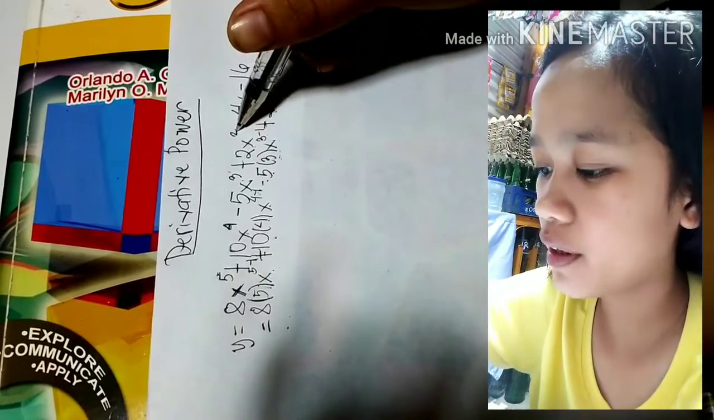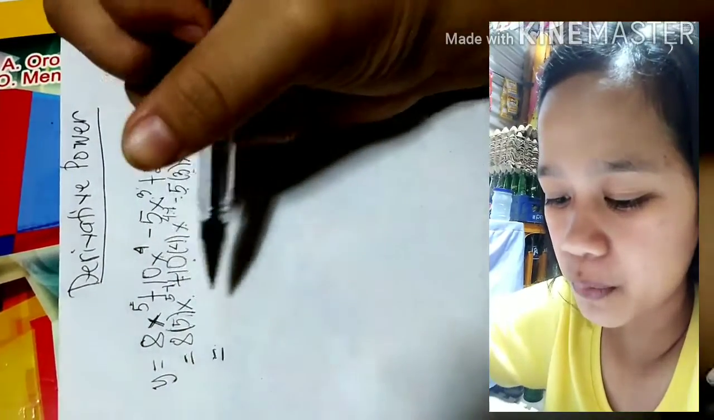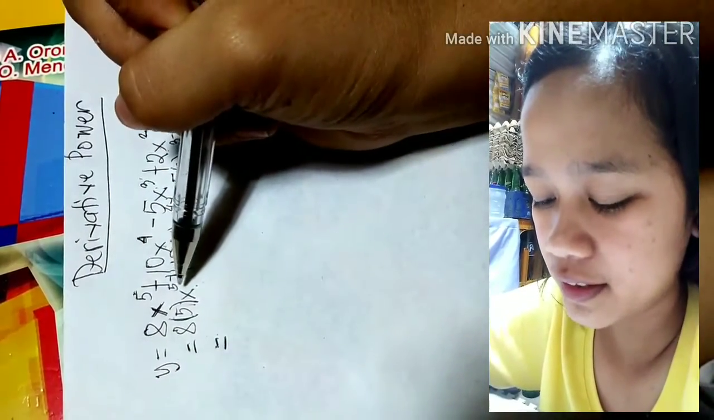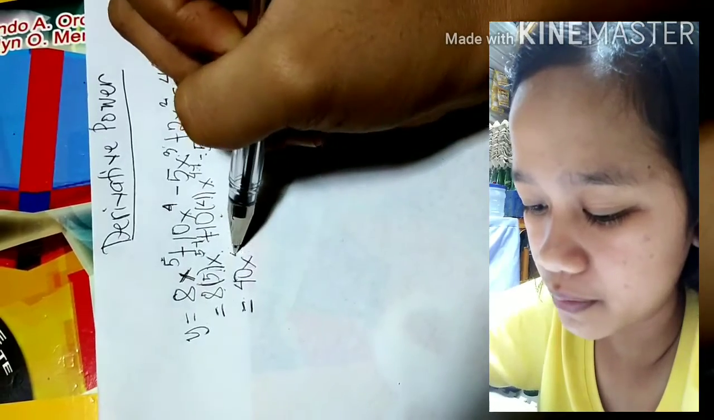The derivative of x cubed is 3x cubed minus 1, plus 2. The derivative of x squared is 2x squared minus 1, and minus 4. The derivative of x is 1, so x raised to 1 minus 1. So next, we're going to multiply the numbers and subtract the exponent. So 8 times 5 equals 40. And x raised to 5 minus 1 is x to the 4.